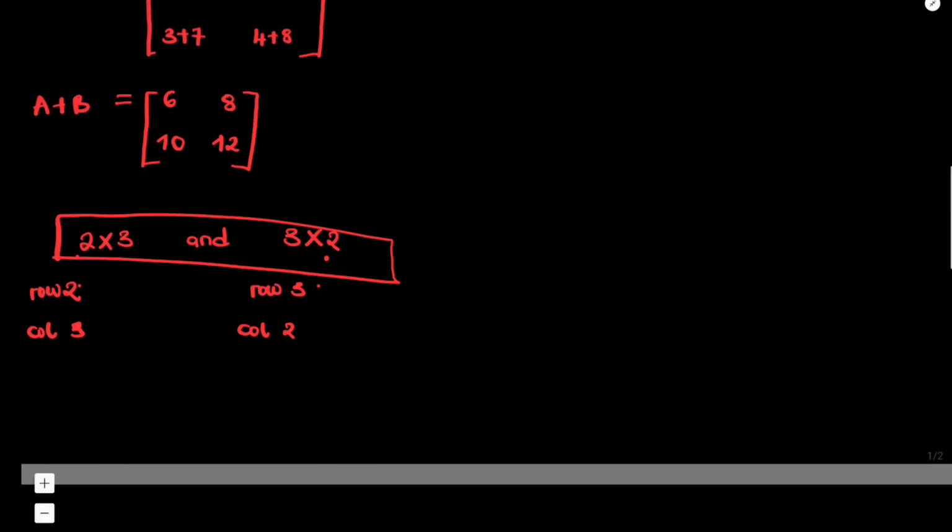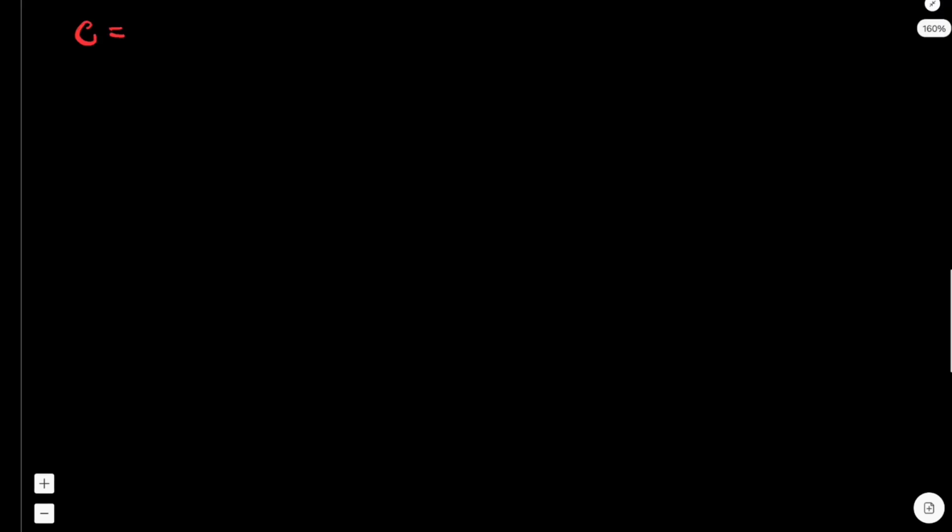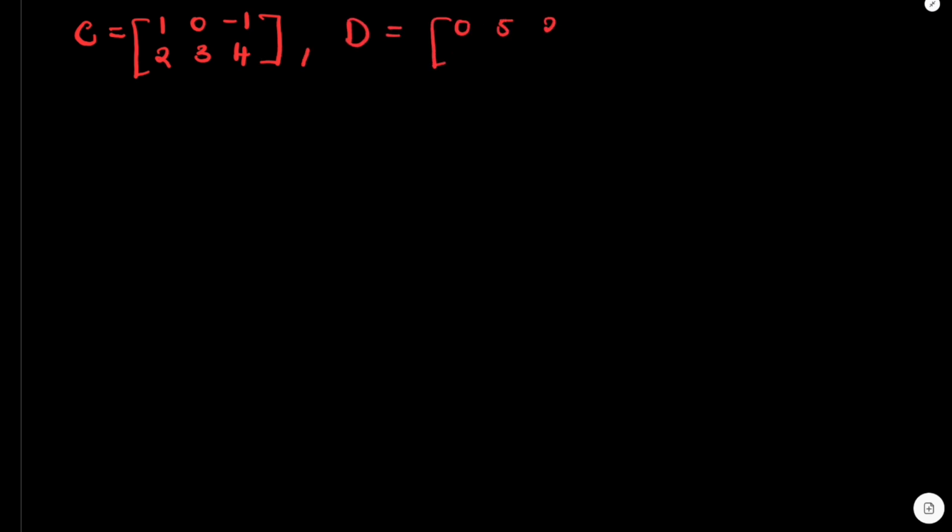Remember not to mix the elements from different positions. We take the elements from the same positions before we can add them. We do not mix them. Let's take an example. Let's say we have a matrix 1, 0, minus 1, 2, 3, 4, and we have another matrix 0, 5, 2, minus 2, 1, 0. Remember we can also have negative numbers, so it must not always be positive numbers.